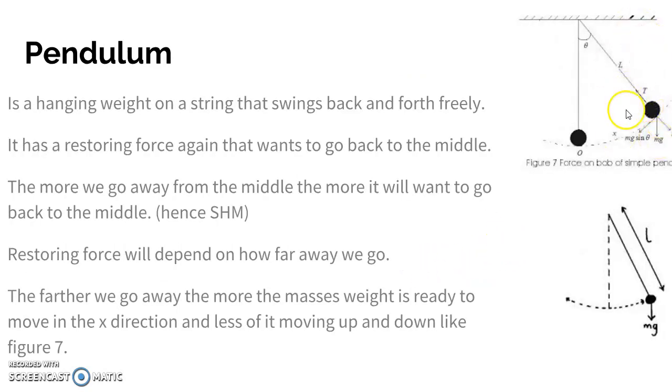There are a couple of things we can measure with a pendulum. We talked about back and forth. It's a hanging weight on a string that swings back and forth. That's the definition of a pendulum. It has a restoring force that wants to go back to the middle. So when I move it from 0 all the way out to the outer point, it wants to get restored back to that middle.